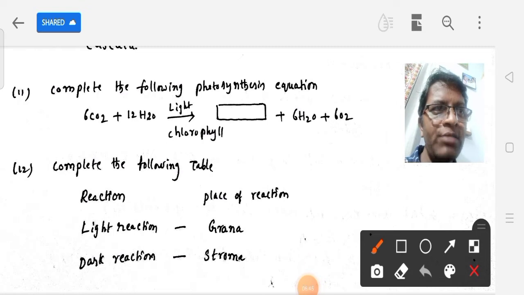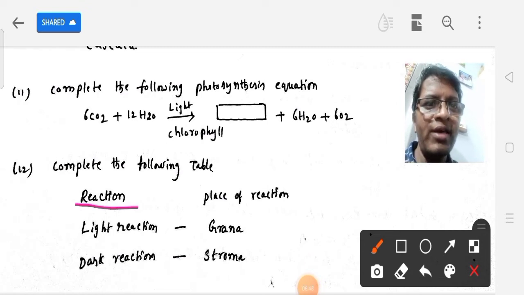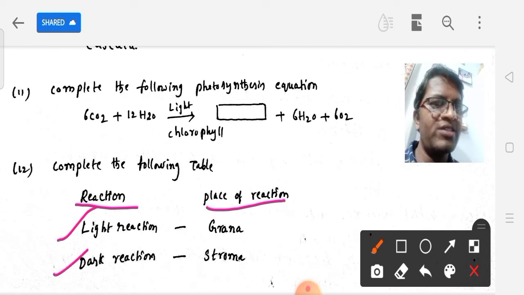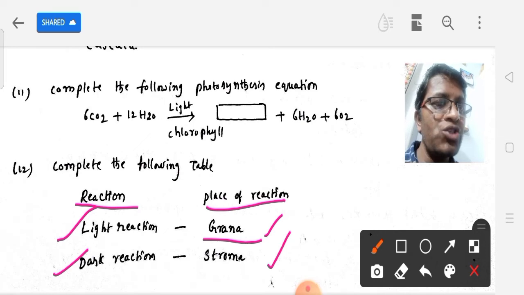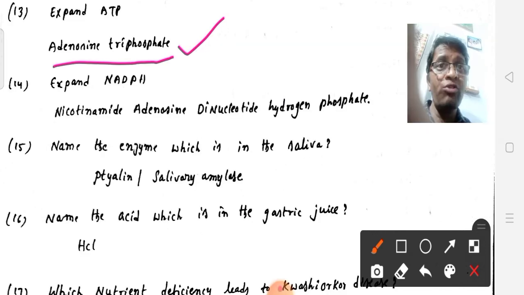Yes, now we can go for 12th bit. Complete the following table. Here they given reaction name and place of reaction. The first reaction is light reaction. The second reaction is dark reaction. Where does the light reaction take place? Light reaction takes place in the grana. Where does the dark reaction take place? Dark reaction takes place in the stroma of chloroplast.